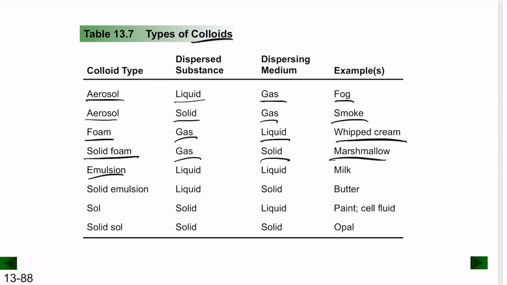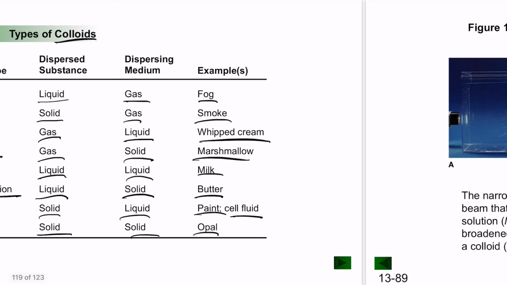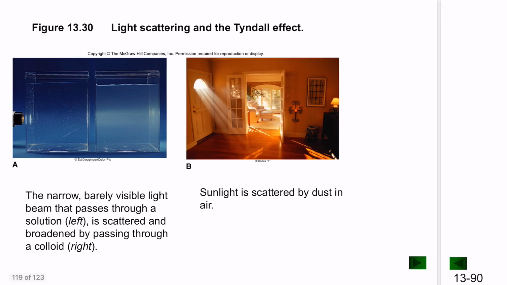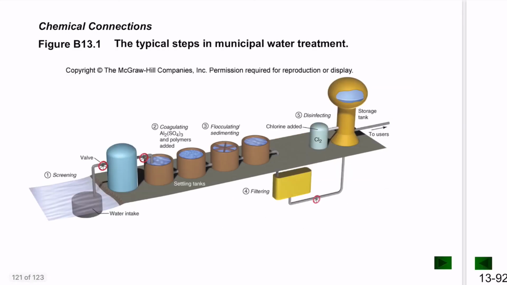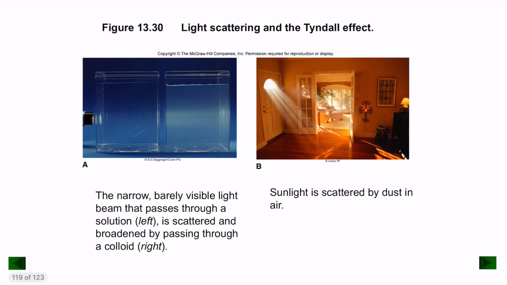An emulsion is liquid dispersed in a liquid, that is milk. A solid emulsion is liquid dispersed in a solid, that is butter. A sol is solid dispersed in a liquid, so that's paint or cell fluid. And a solid sol is solid dispersed in a solid, generally opal. So this is the idea behind colloids.